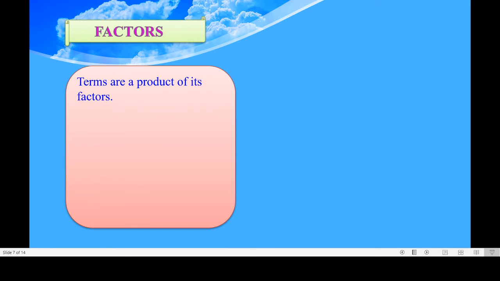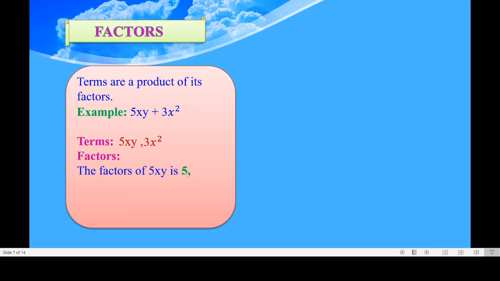The next we are going to see what is a factor. Terms are a product of their factors. For example, 5xy plus 3x square is an algebraic expression. In this, the terms are 5xy and 3x square. Therefore, the factors of 5xy are 5, x and y. Similarly, the factors of 3x square are 3, x and x.